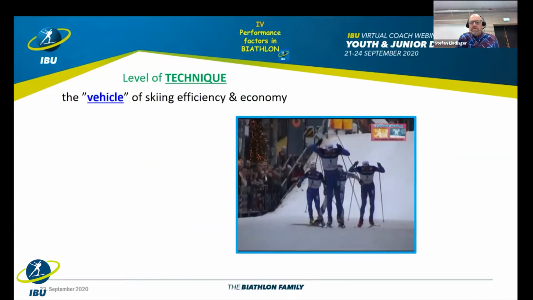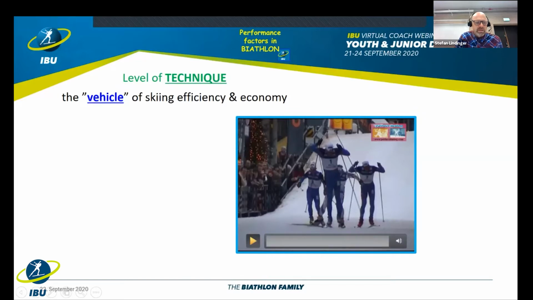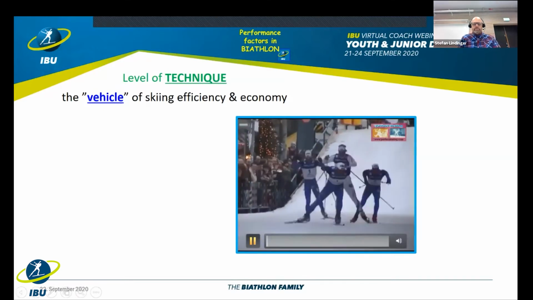The level of technique can be called kind of a vehicle of skiing efficiency and economy. And here you see Tore Hetland, not skiing anymore, but he was one of the best skaters in the world, especially in V2 alternate technique. I just show you here one example, that you look at his arm swing, his dynamics, his push movements, etc. If I can start it.